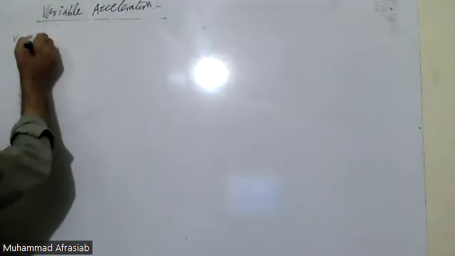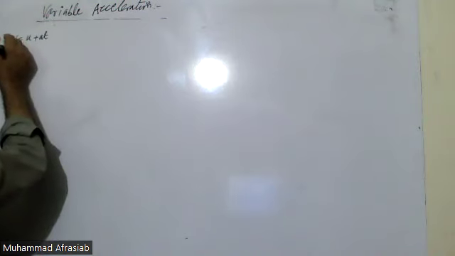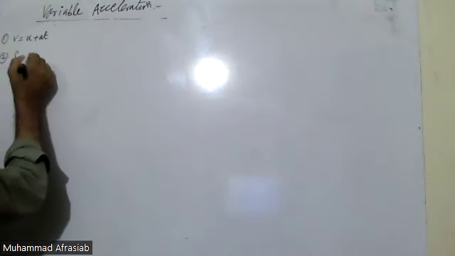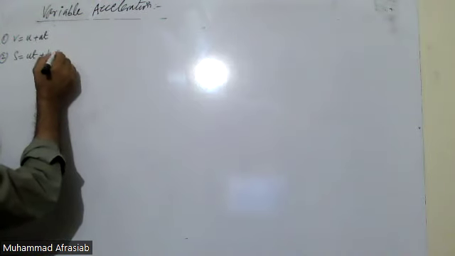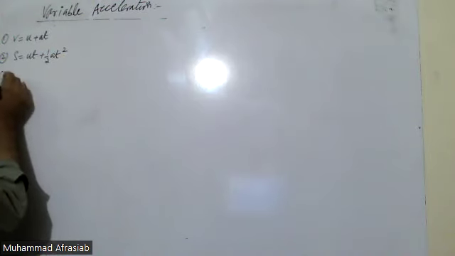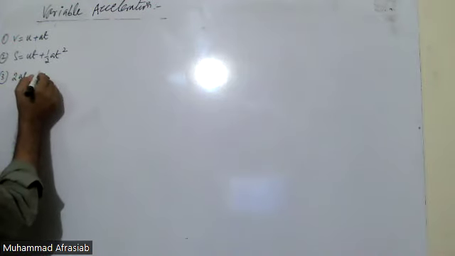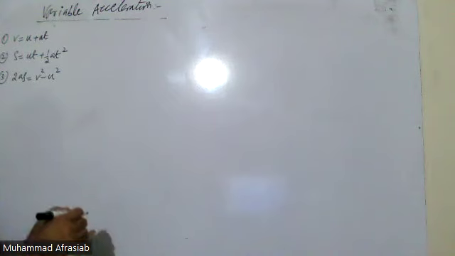Our topic today is the motion under gravity. When a particle moves on the surface of some object, you use the general equations of motion, which are given as v = u + at, s = ut + ½at², and 2as = v² − u². But these are the equations of motion when the particle is moving on the surface of some object.